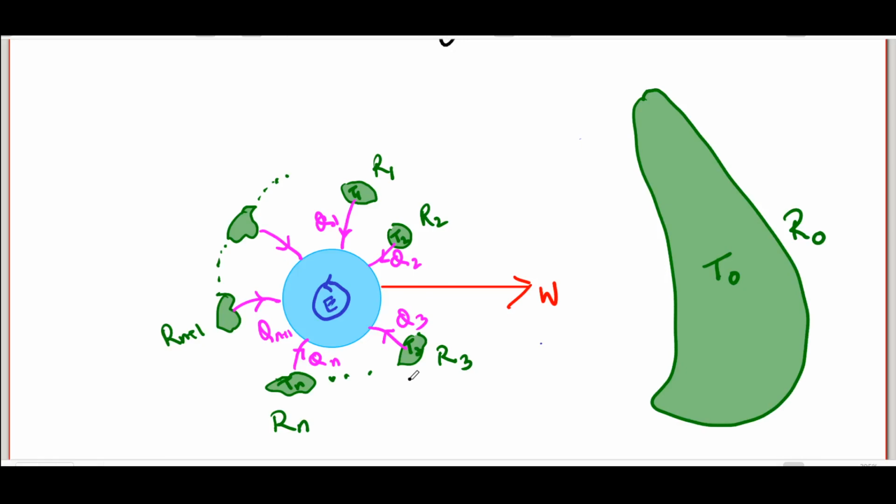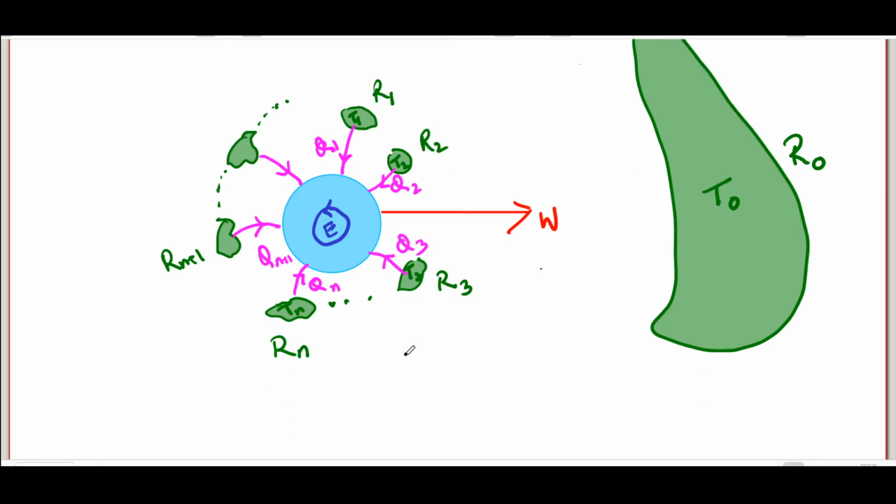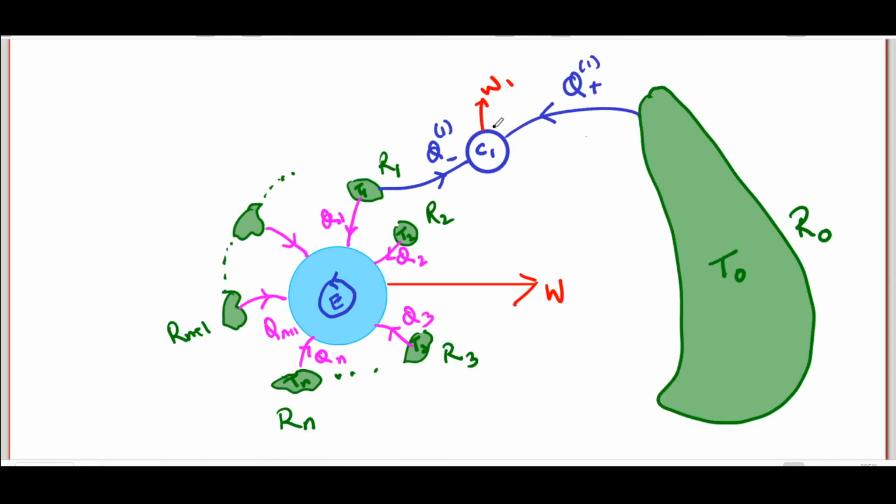But let me remind you that in order to qualify as a working substance of an engine, the substance has to go back to its same state. So that is exactly what we have to do to the reservoirs in order to include them as part of my engine's working substance. So what we will do is run a reversible engine, a Carnot engine, C1, between the reservoirs R0 and R1. By adjusting the scale of this Carnot cycle C1, I am going to end up with a situation where Q1, the heat given by R1 to E, and Q1 minus, the heat given by R1 to C1, add up to 0.